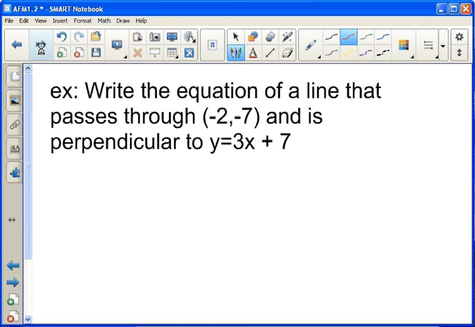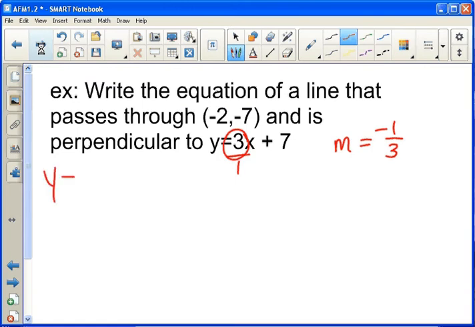So we're told that it's perpendicular to the line y equals 3x plus 7. So the slope of this line is 3. So the perpendicular slope to that, remember this is 3/1, so the perpendicular slope would be -1/3. So our point is (-2, -7), and our slope is -1/3.